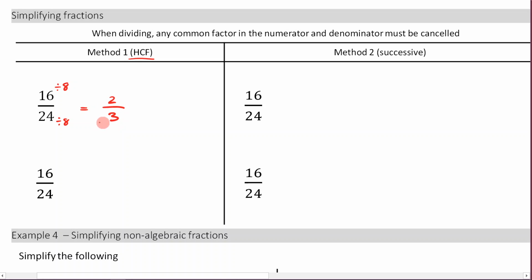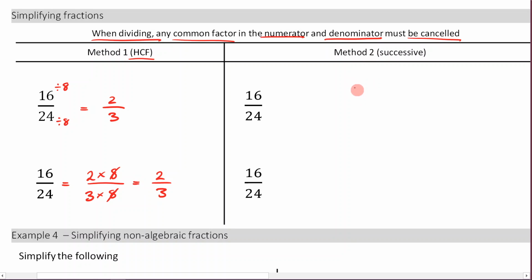Now, another way of thinking about this is we could break up our numerator and denominator into factors. So 16 can be broken up into 2 times 8, and 24 can be broken down into 3 times 8. Now what we can do is cancel out our common factors. So 8 and 8 are both common in the numerator and denominator, so we get rid of those, and now we're just left with 2 on 3. And that is our answer, 2 on 3. And that is what this line says right here: when dividing, any common factor in the numerator and denominator must be cancelled. So these are just two different ways of thinking about the same thing.